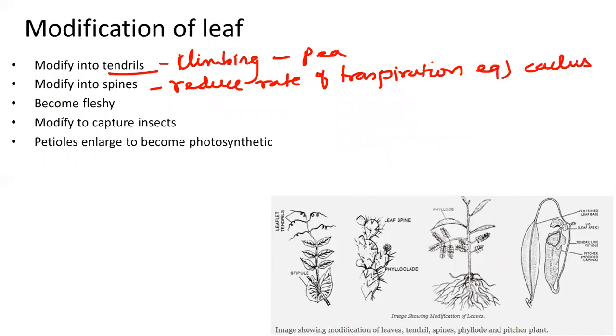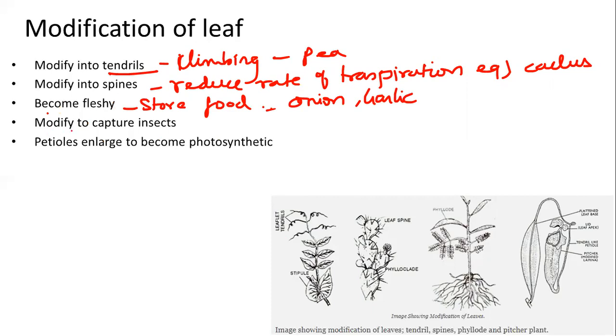Next, the leaves may also become fleshy to store food. Example, you can say onion and garlic. So these are all the examples of modification of leaf to becoming fleshy.